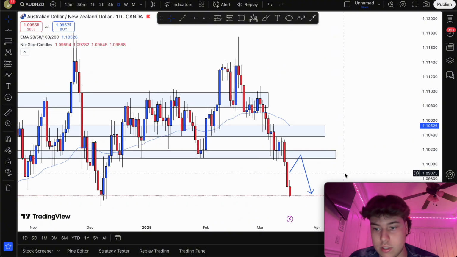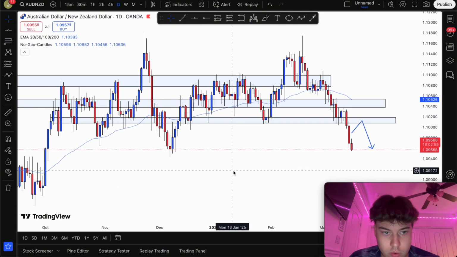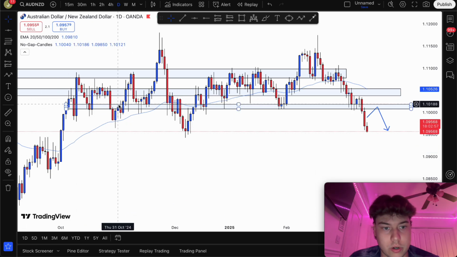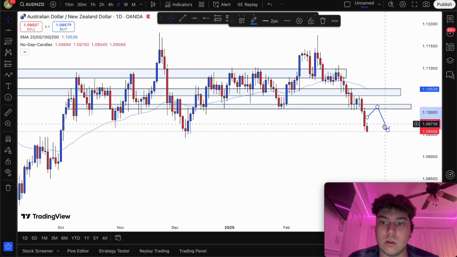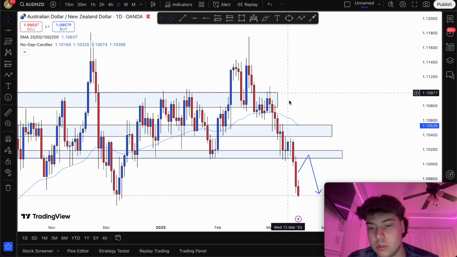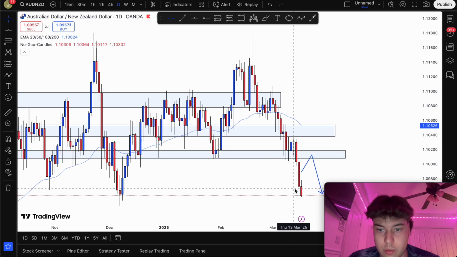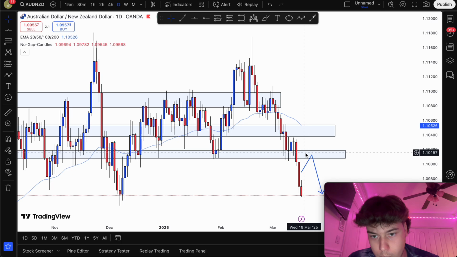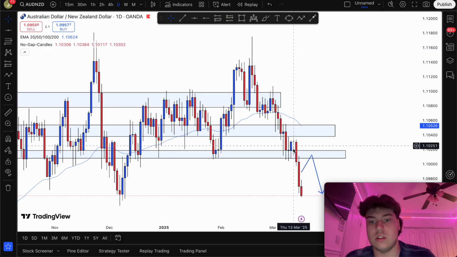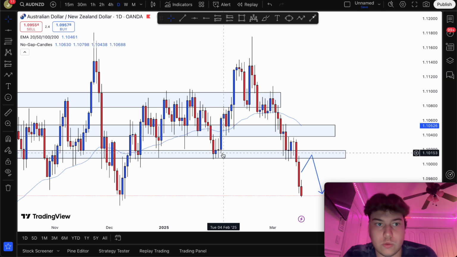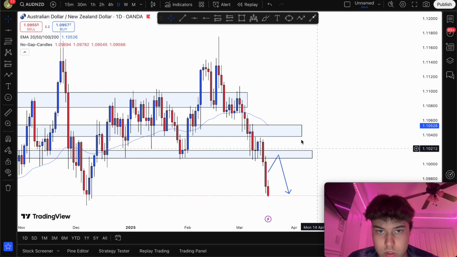Then we have this daily area of interest right over here, which has support, resistance, support, support, resistance, support, support, support. Now I want this to be used as resistance. So once we get price into this area and we close the daily candlestick in this area of interest, I would want a shift of structure on the 1 hour, 30 minute and look for our entry signal, and it would look something like this.